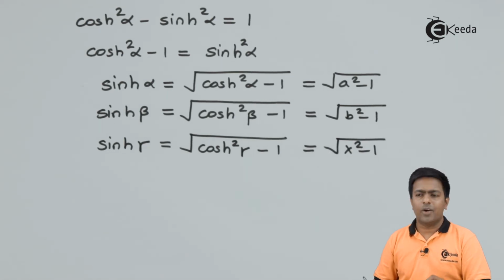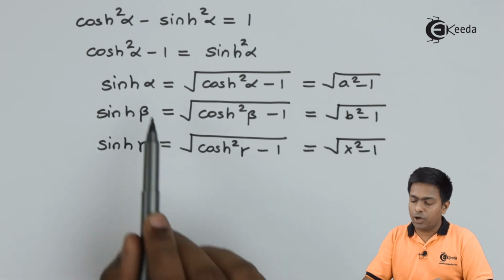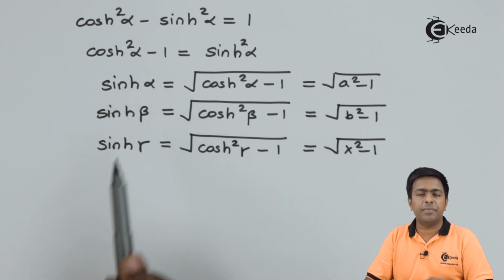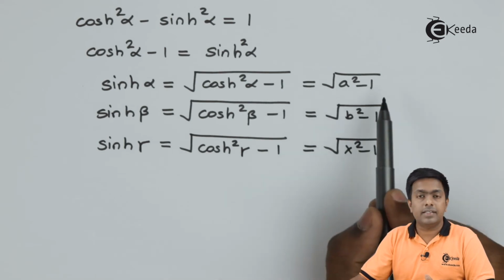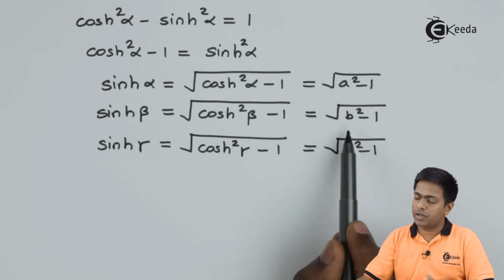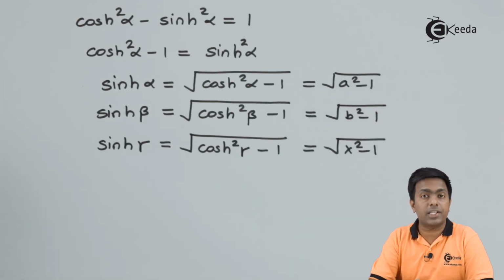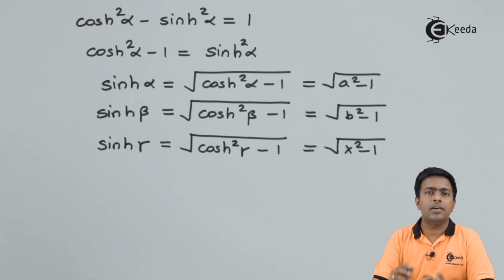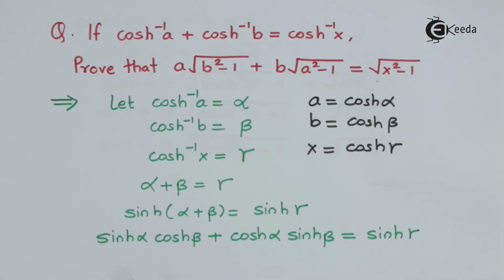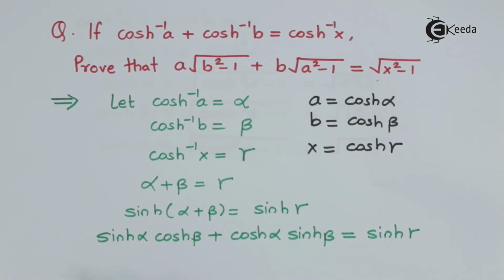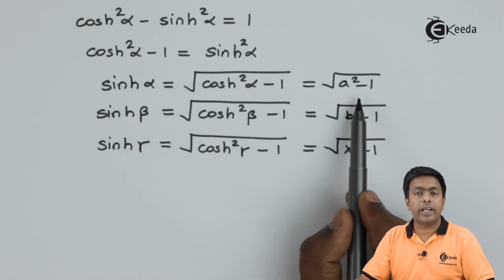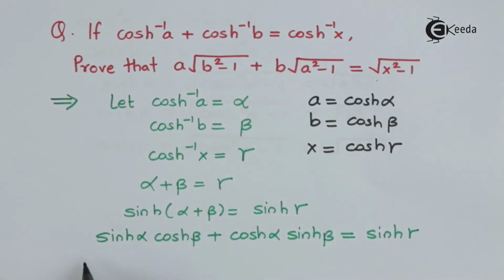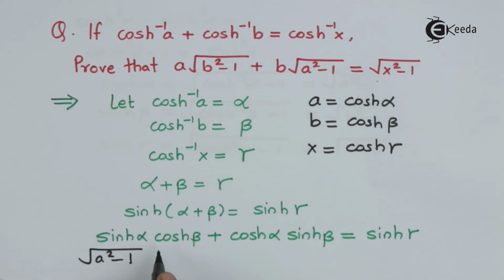Now guys, the value of hyperbolic sine alpha, hyperbolic sine beta and hyperbolic sine gamma is under root A square minus 1, under root B square minus 1 and under root X square minus 1 respectively, and we'll substitute these three values in the previous result. So here I'll put those values. So we'll get value of hyperbolic sine alpha, which is under root A square minus 1. So here I'll write under root A square minus 1 for hyperbolic sine alpha.